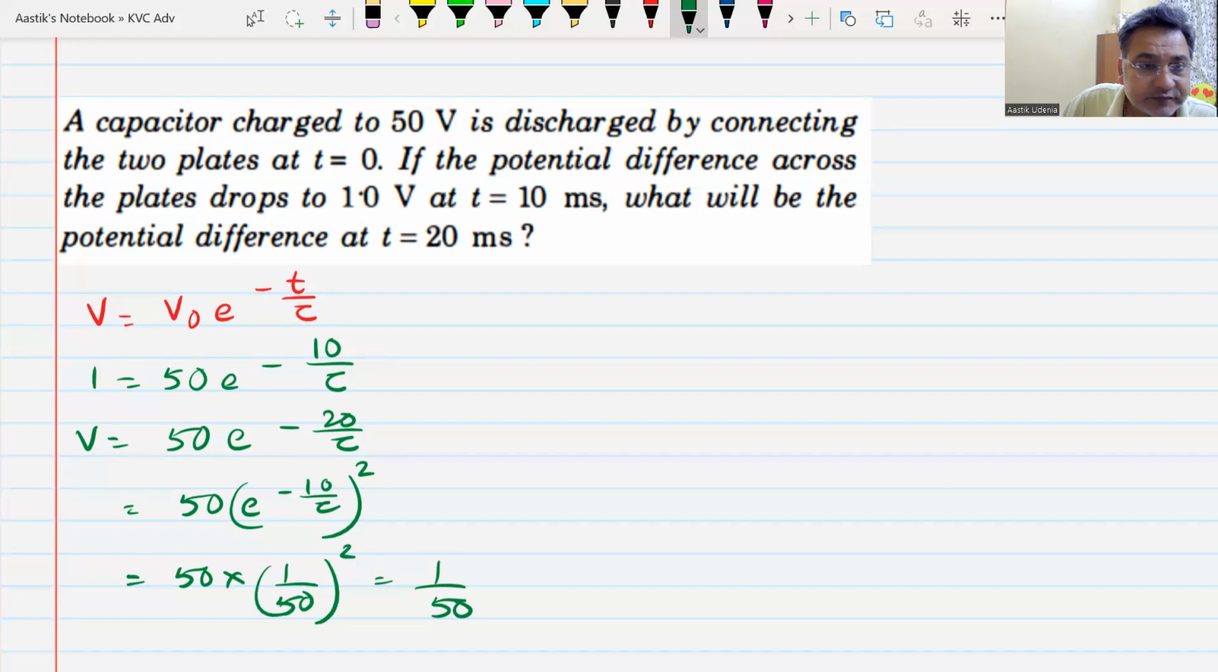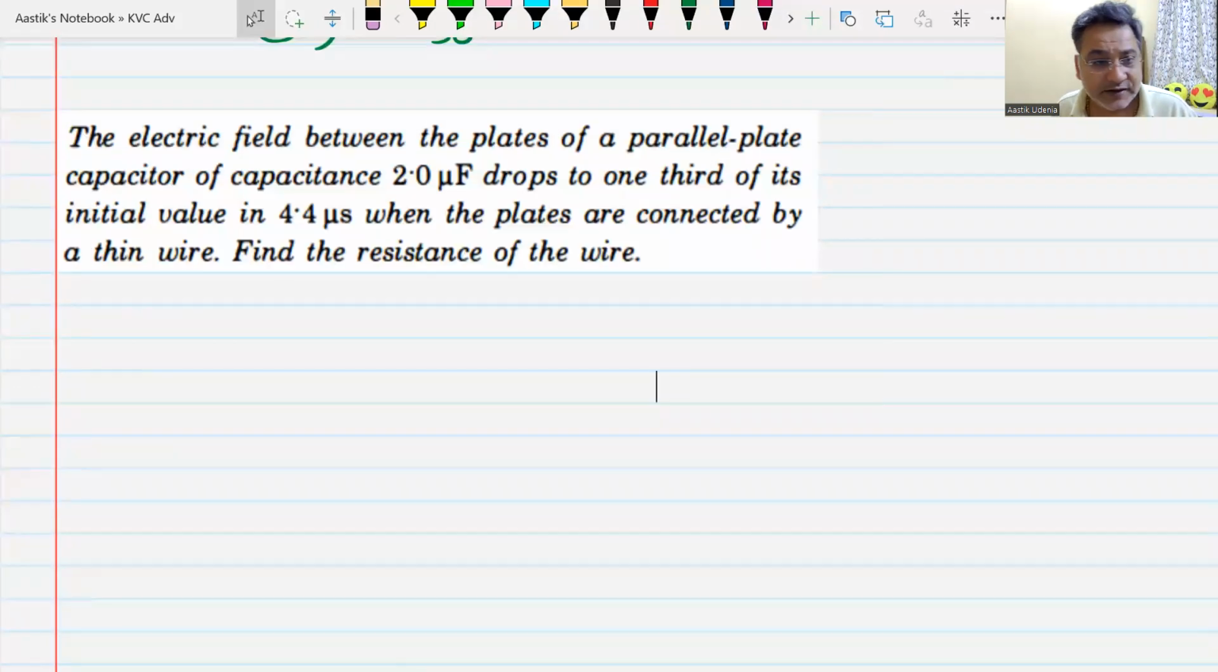One more on this. Again, you might not get the complete answer, but you can get it to the point where you get ln and all those things. It's a question on electric field. Doesn't matter. If you know one, you know everything. The electric field between the plates of a parallel plate capacitor of capacitance 2 microfarad drops to 1/3 of its initial value in 4.4 microseconds when the plates are connected by a thin wire. Find the resistance of the wire. You have 2 minutes to give me the answer.